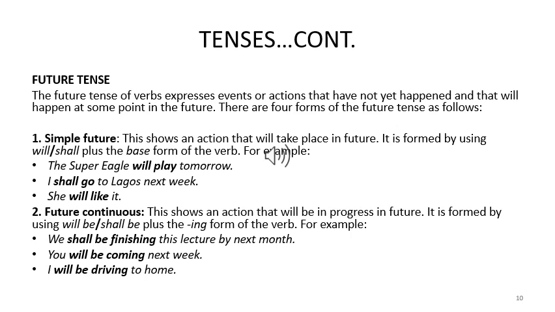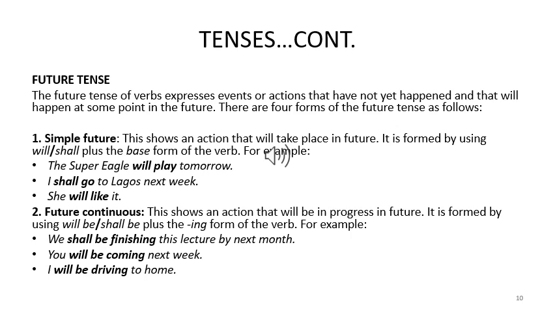So the first type of future tense is the simple future tense. This one shows an action that will take place in the future. So it is formed by using will or shall plus the base form of the verb. For example, the Super Eagles will play tomorrow. They have not played. They are going to play tomorrow. So you see, the base form of the verb is play, and will is used to show that it has not happened. I shall go to Lagos next week. She will like it. This is pretty straightforward.